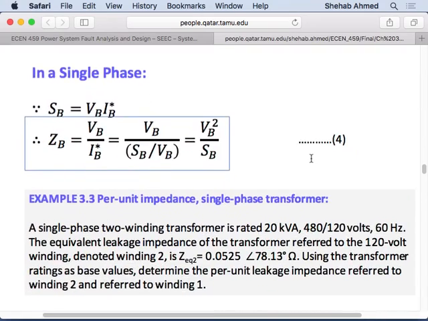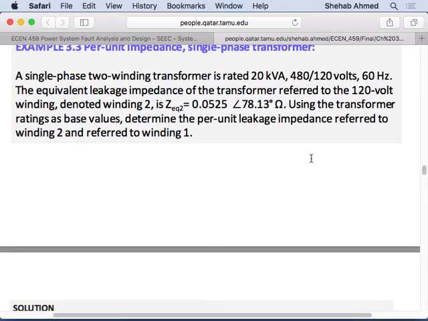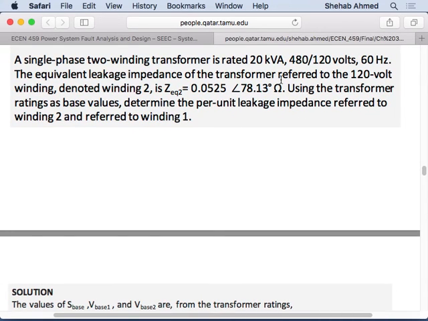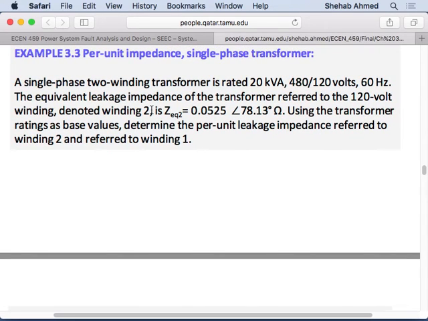I know it's too much talking without numbers, it's not very nice. So let's do an example. So we have a single phase transformer rated for 20 kVA, 480 volts on the primary, 120 volts on the secondary, 60 hertz. The equivalent leakage impedance of the transformer referred to the 120 volt winding is so and so. This is the equivalent impedance referred to the primary side. The equivalent leakage impedance of the transformer referred to the secondary side. Referred to the 120 volts.